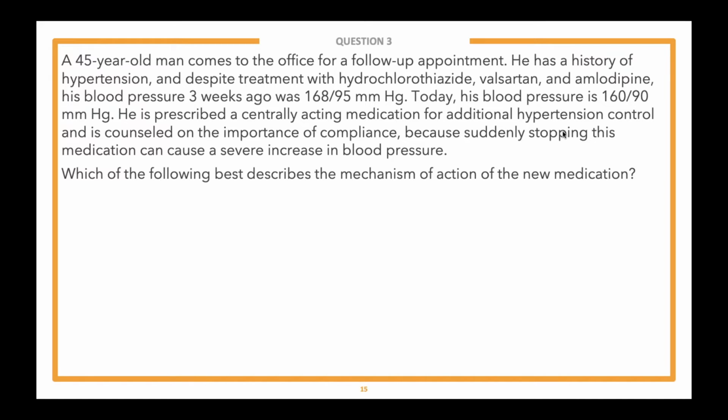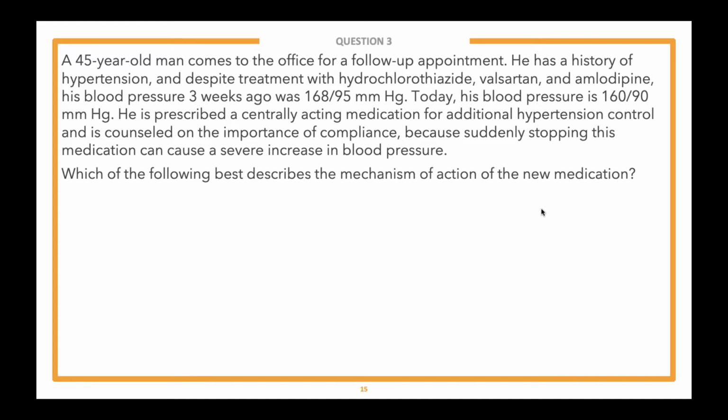All right, I see some responses coming in. Let's go ahead and read that vignette. A 45-year-old man comes to the office for a follow-up appointment. He has a history of hypertension, and despite treatment with hydrochlorothiazide, valsartan, and amlodipine, his blood pressure 3 weeks ago was 168/95. Today, his blood pressure is 160/90.